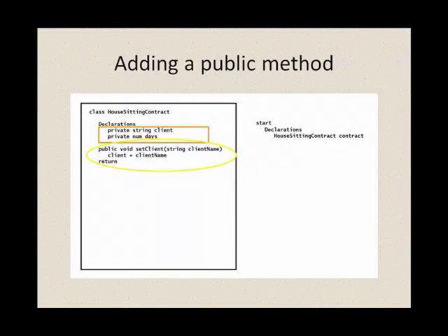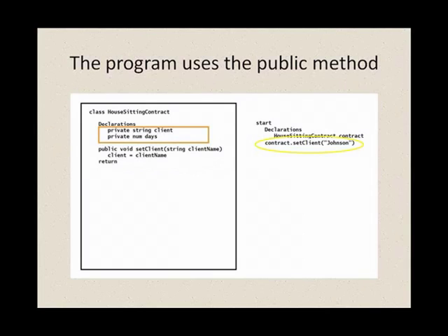Instead, what you have to do is create a method with a name like setClient that can accept a client's name as a parameter and make the assignment. This method is public, meaning an outside program can use it. So in your program, if you say contract.setClient and pass in an argument, this is a call to the setClient method. The name is passed in as a parameter to the method. The method makes the assignment, and the method is allowed to make the assignment because it's part of the same class. A class method can get at its own class's data.